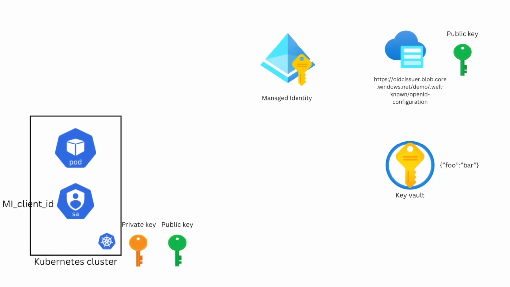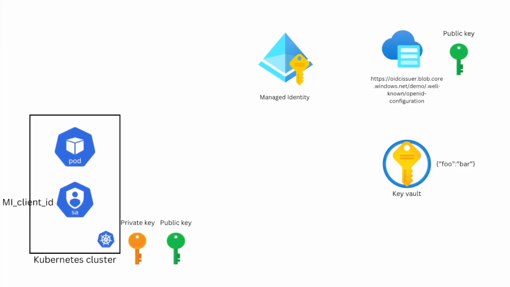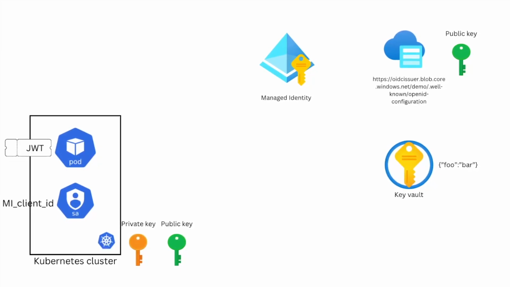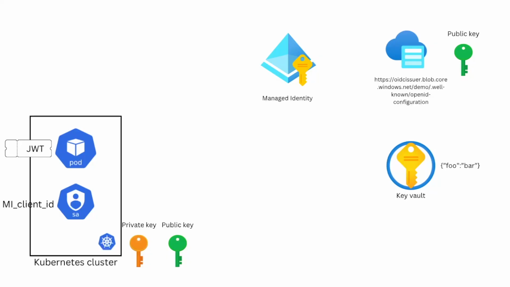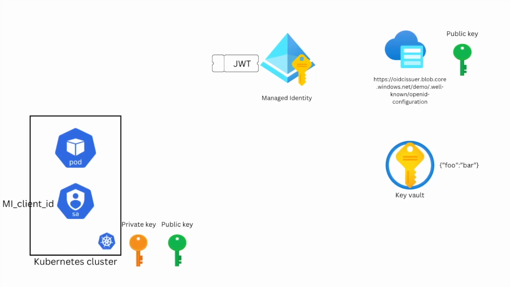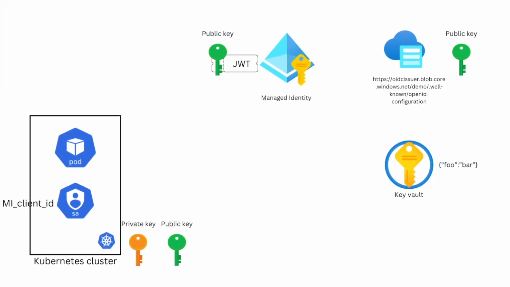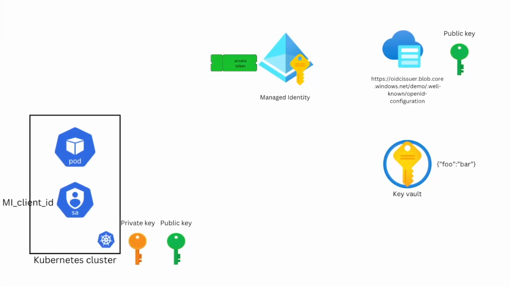When a pod is created with the assigned service account, Kubernetes automatically mounts the JWT token inside the pod. We will exec into the pod and start the bash shell. You can see the service account token, which is signed by our private key, is attached to the pod. Now we can send this JWT token to Azure Entra ID. Entra ID will retrieve the public key from the OIDC artifact to verify the JWT token. Upon successful verification, Entra ID will respond with an access token.